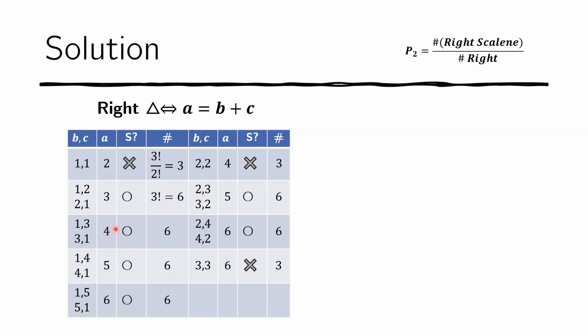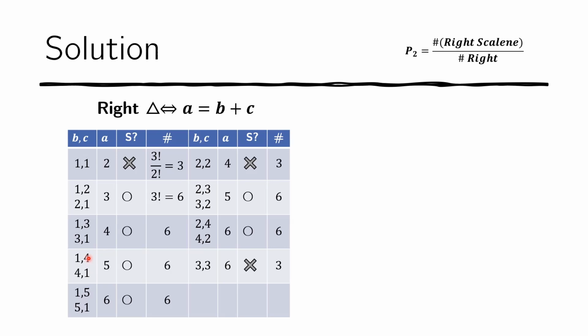Again, are these combinations scalene? And yes, because 1, 3, and 4 are all different. In the same manner, we can count the number of permutations, we just say 3 factorial, and that will be 6 again. Then we do that for the next possible right triangle. That is, we again increment 3 to 4. 1 plus 4 or 4 plus 1 is just 5 for A. And again, this is scalene, and there are 6 of those permutations again.